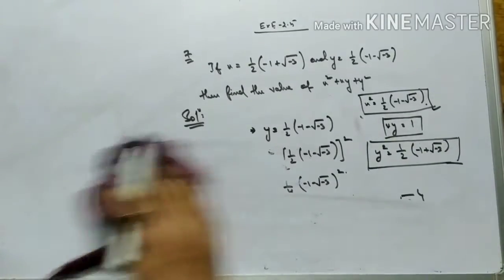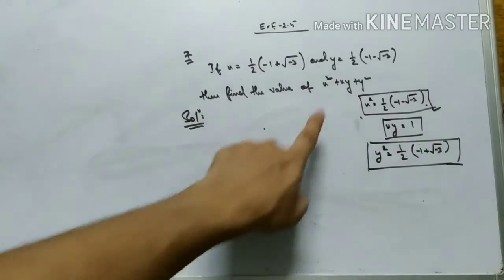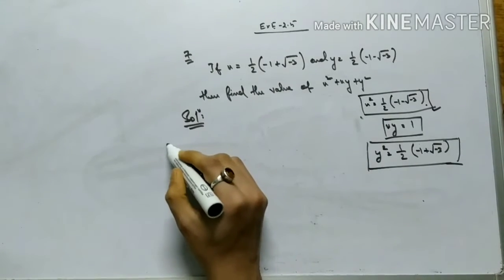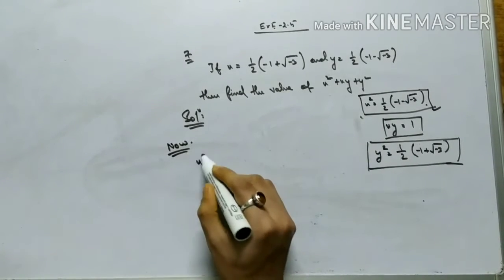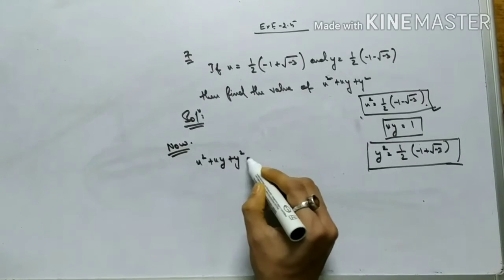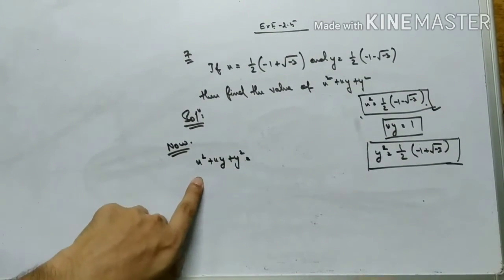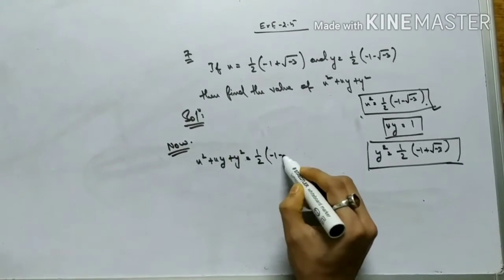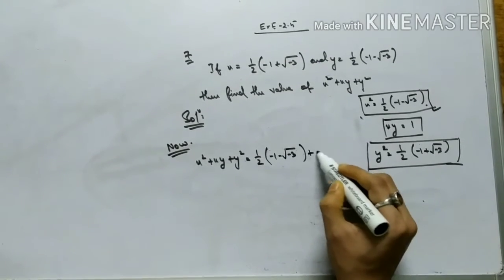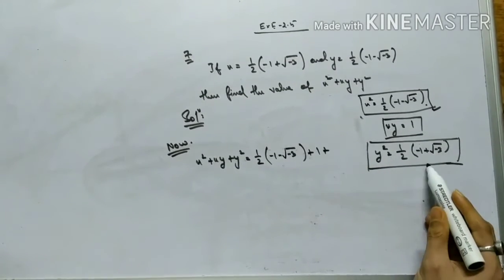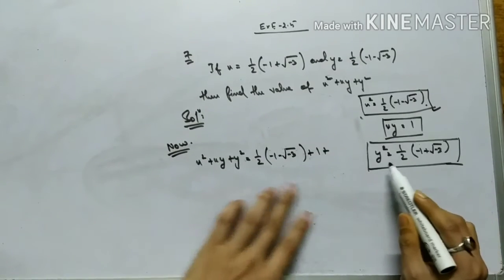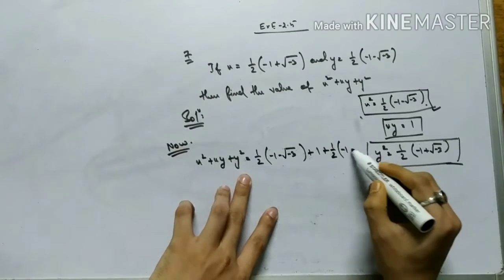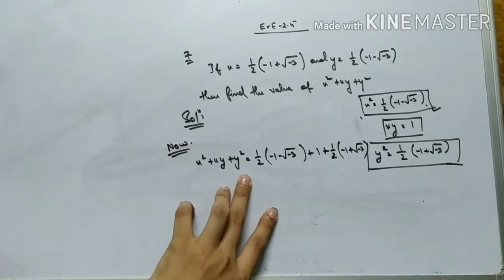Okay. So now what I will do, I have to find the value of this one. So now x square plus xy plus y square will be equals to, x square value is this one, 1 by 2 minus 1 minus root minus 3, plus 1 plus, and this is the value of y square, 1 by 2 minus 1 plus root over minus 3.